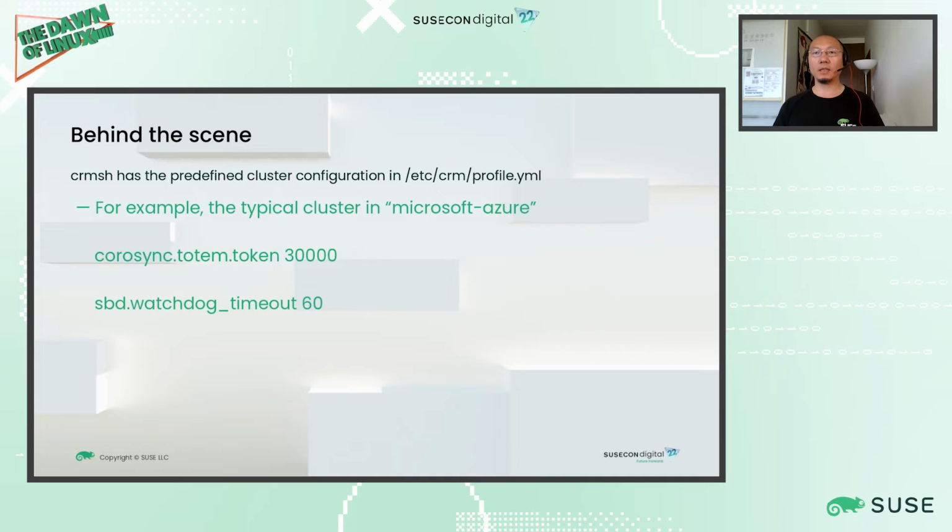For example, for a typical cluster in Microsoft Azure, the Corosync totem timeout will be set to 30 seconds, and the watchdog timeout will be set to 60 seconds. Those parameters are intended to cope with public cloud operation hiccups and maintenance windows, to avoid unexpected behavior of a cluster.